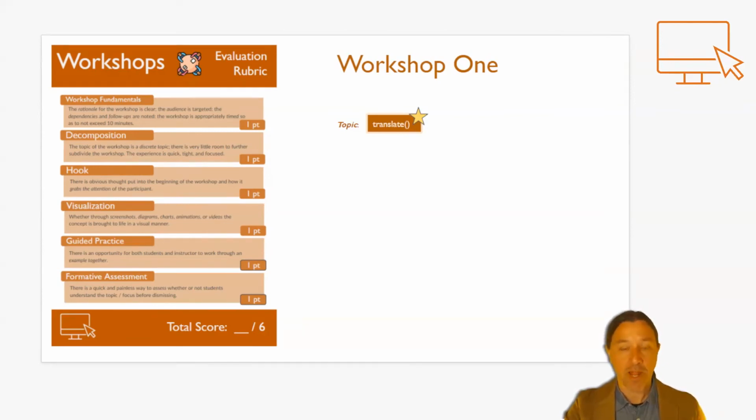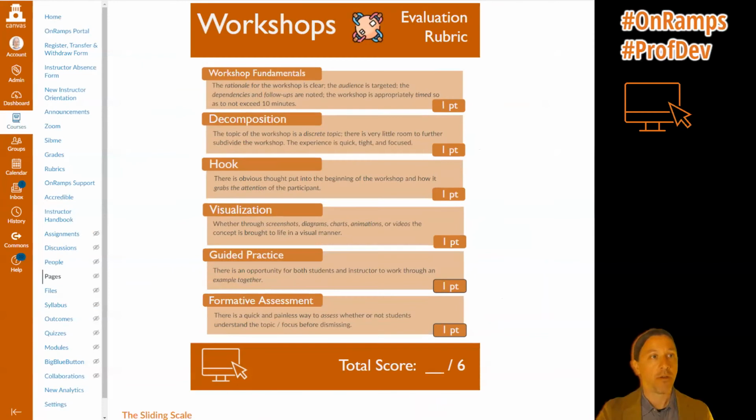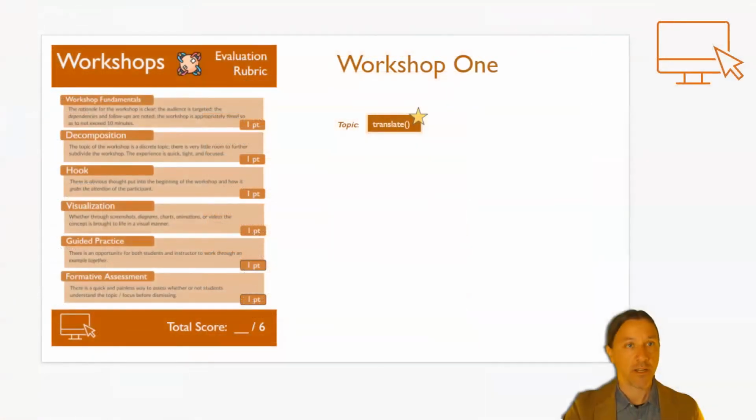Hopefully that was enough time, but I didn't want to belabor the point. I think one of them was certainly harder to assess than the other one, and the one that was probably harder to assess was the first one, workshop number 1. Based on our criteria, let me pull those back up again. All right, there's our evaluation rubric. So we've got the fundamentals of the workshop, decomposing the topic, a hook, visualizations, a guided practice component, and an assessment component. Let's talk about this workshop.